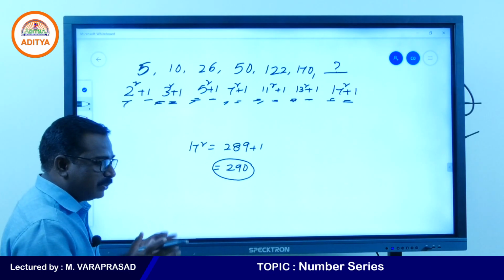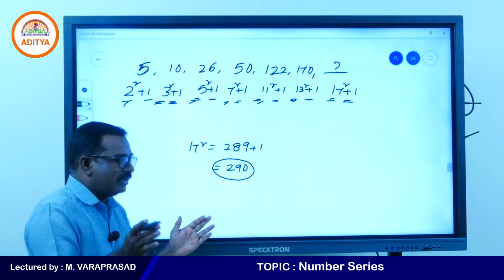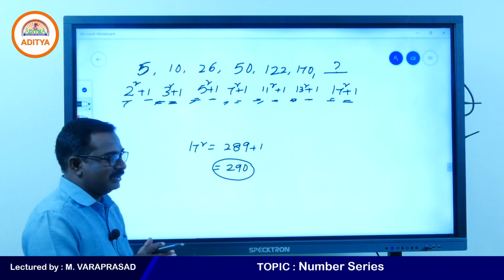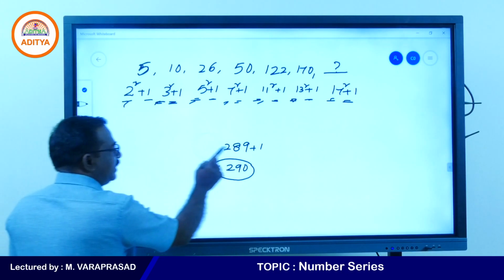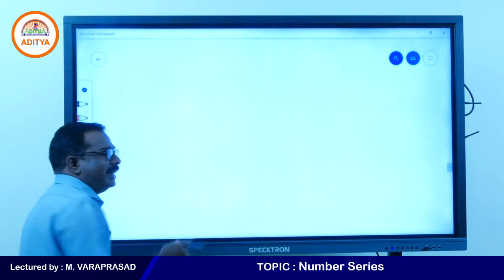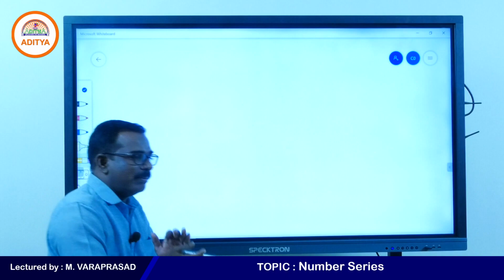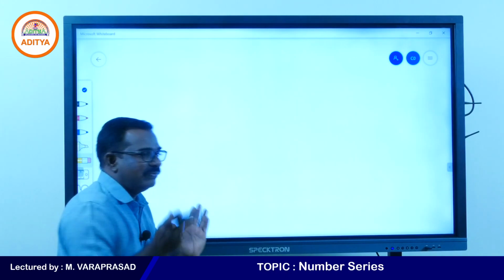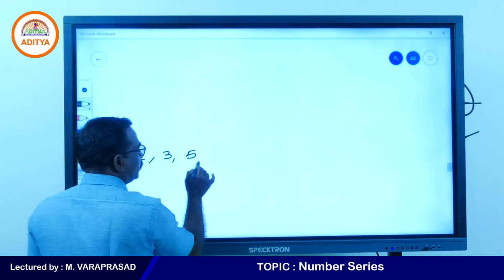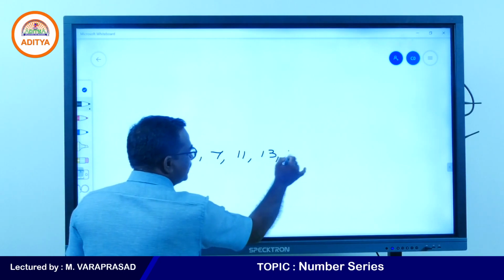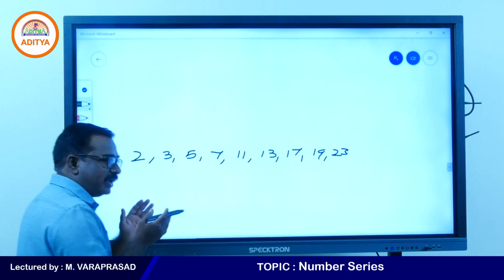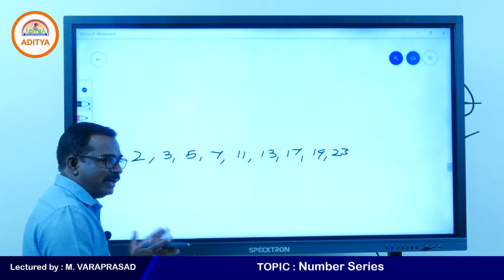I think all of you got all the prime numbers up to 100. What is the first prime number? 2. Second one 3. Third one 5. Fourth one 7. There is no need to memorize the prime numbers. If you do many sums on prime numbers, automatically the numbers will be there in your mind. The first one is 2, the second one is 3, the third one 5, fourth one 7, 11, 13, 17, 19, 23. If you write this many times, automatically the numbers will be in your mind.